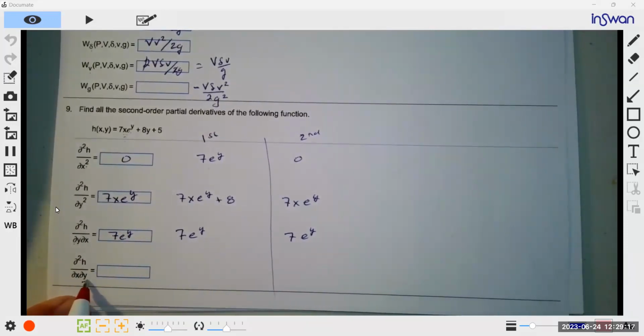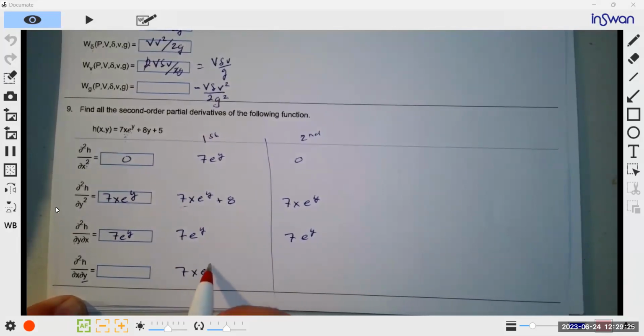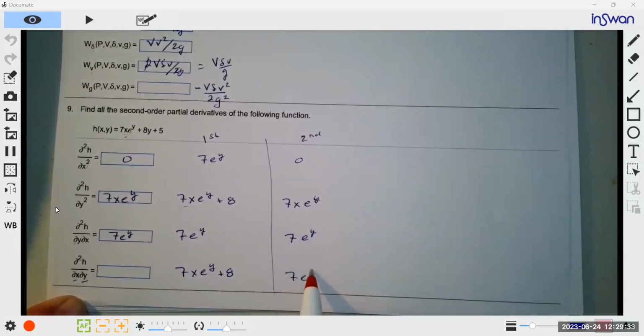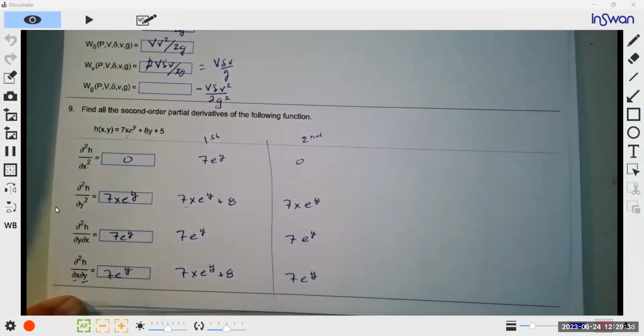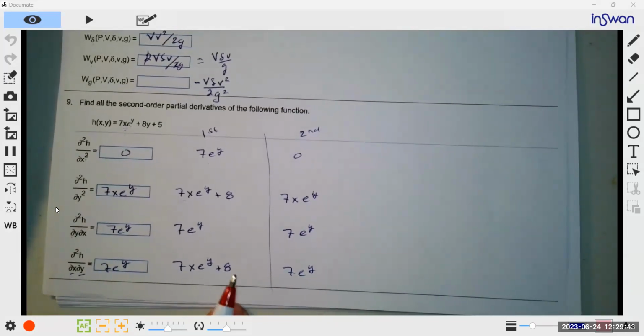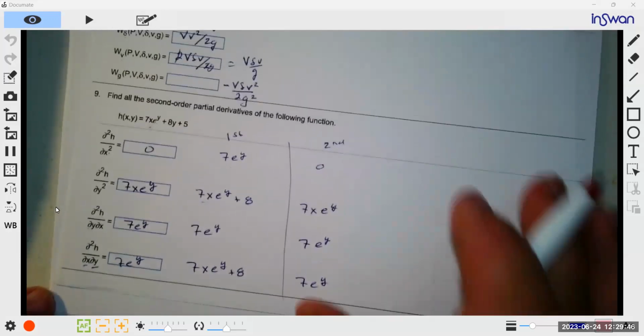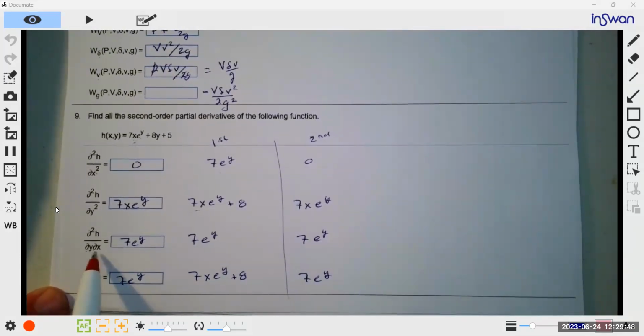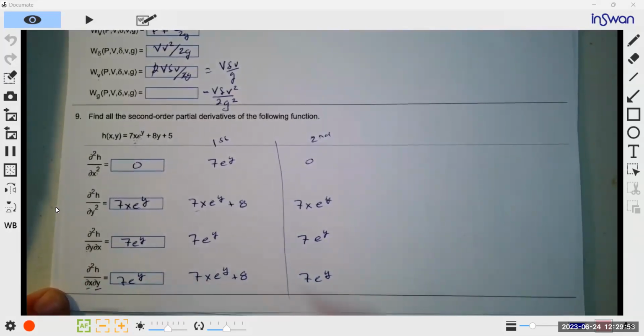Now this one we have to do the derivative of y first. So the derivative of y gives us this. Then we take it with respect to x. So we have 7e^y. X goes away. So remember that during the lecture part, we said that it's commutative. If you take yx or xy, it'll give you the same answer. Sure enough, there's a proof of it.